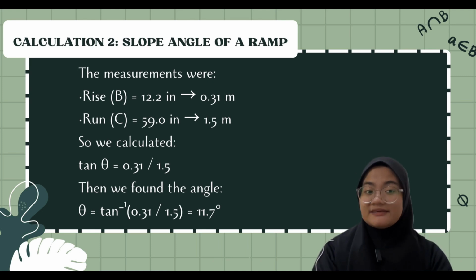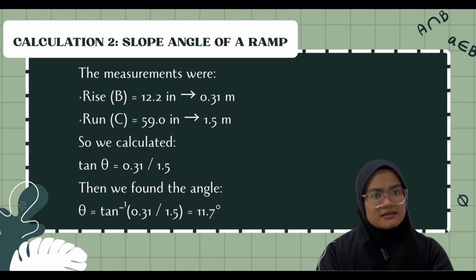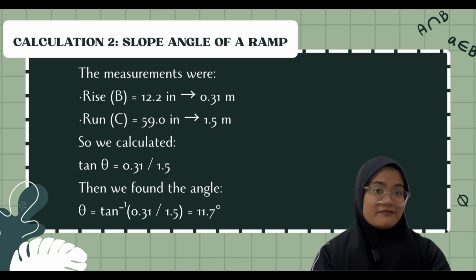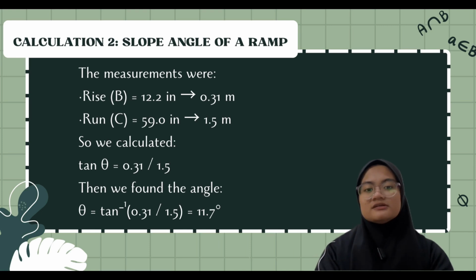Then we calculate theta by taking the inverse tangent of 0.31 divided by 1.5, and the result is 11.7 degrees. Since 11.7 degrees is lower than the maximum recommended slope of 12 degrees, the ramp is considered to be accessible.